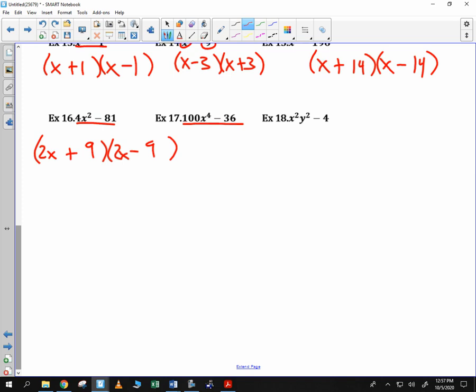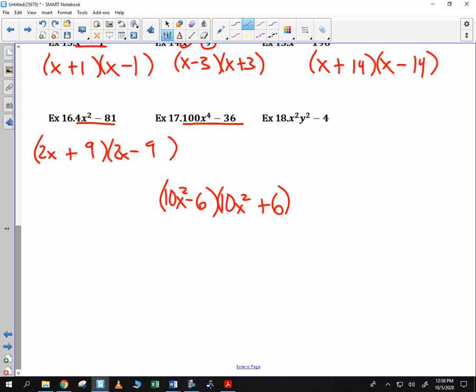100x to the fourth minus 36. Well, the square root of 100x to the fourth is going to be 10x squared and 10x squared. Square root of 36 is negative 6 and positive 6.